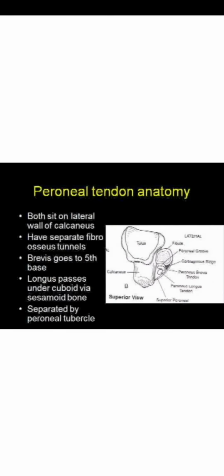The peroneal tendons sit on the lateral wall of the calcaneus, and both have a separate fibroosseous tunnel, with sometimes a bony protuberance in between. The brevis goes forward to the base of the fifth metatarsal, and the longus passes underneath the cuboid via a sesamoid bone, separated by the peroneal tubercle.